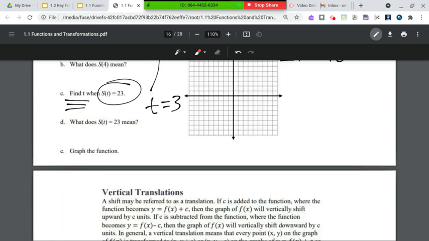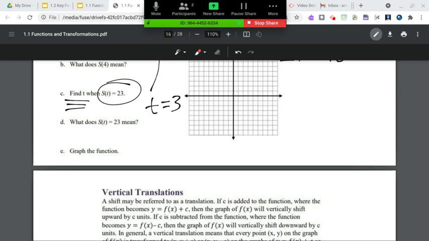Okay, just a little real world application piece there. The last thing that we're going to look at are transformations of a function: horizontal, vertical shifts, vertical stretches and compressions, and then x axis reflections. When was the last time you were in math?